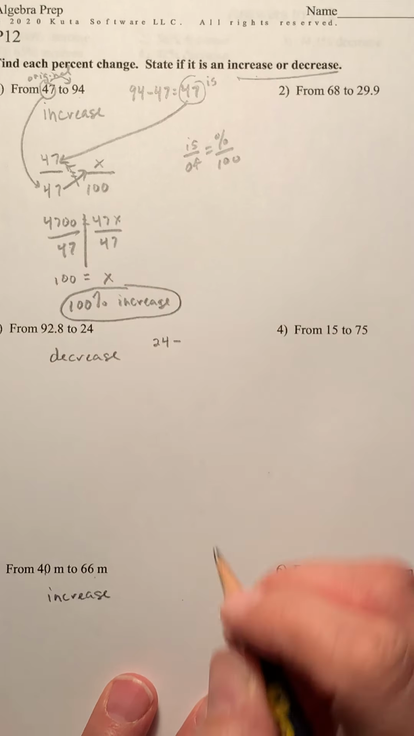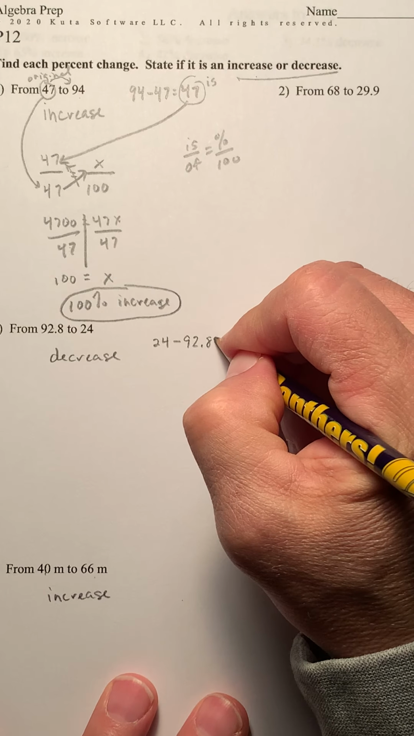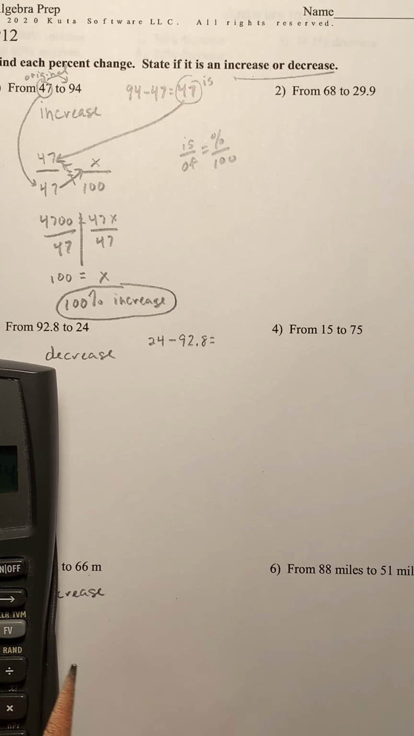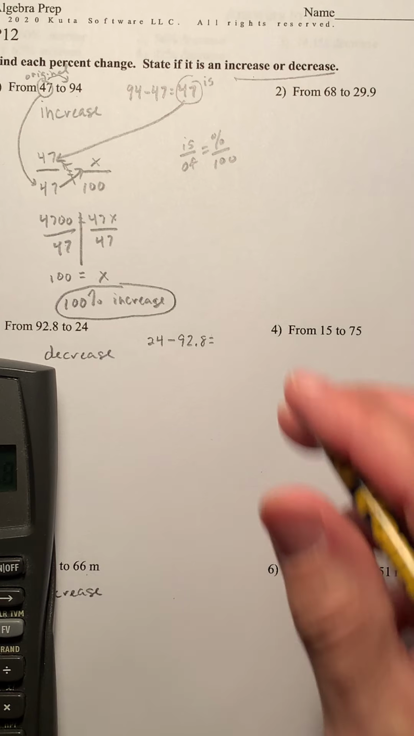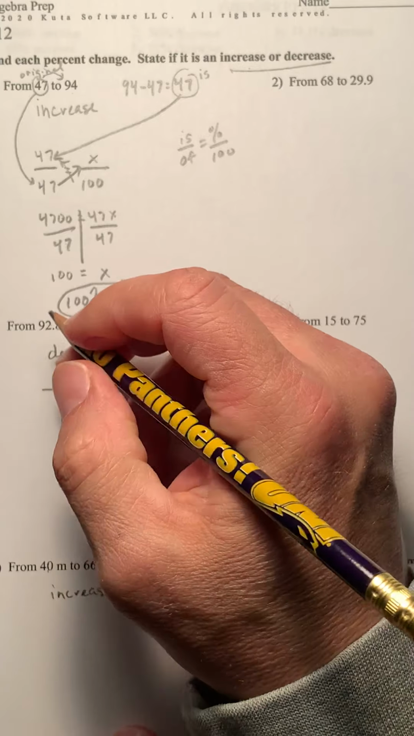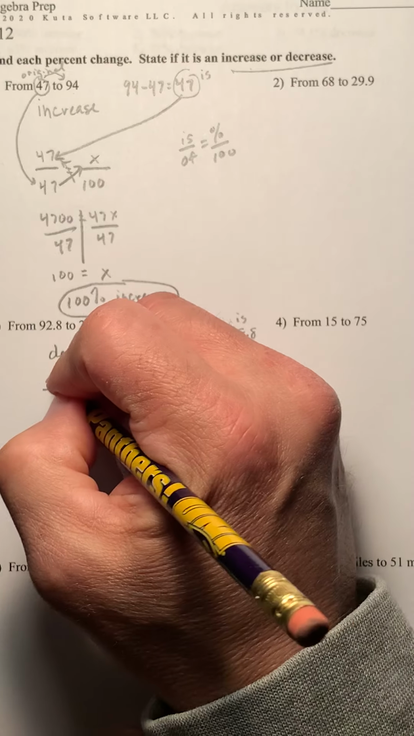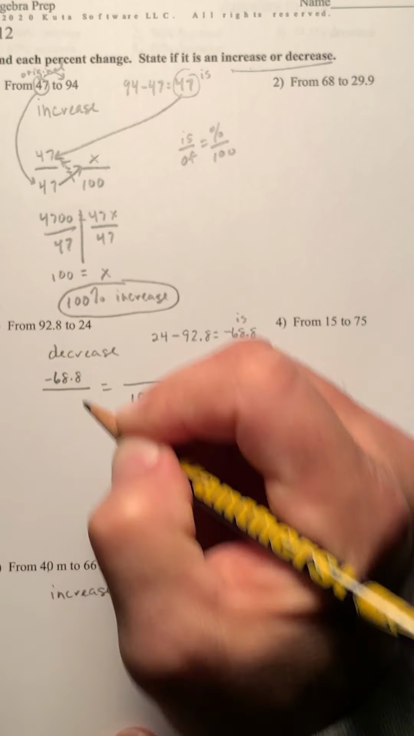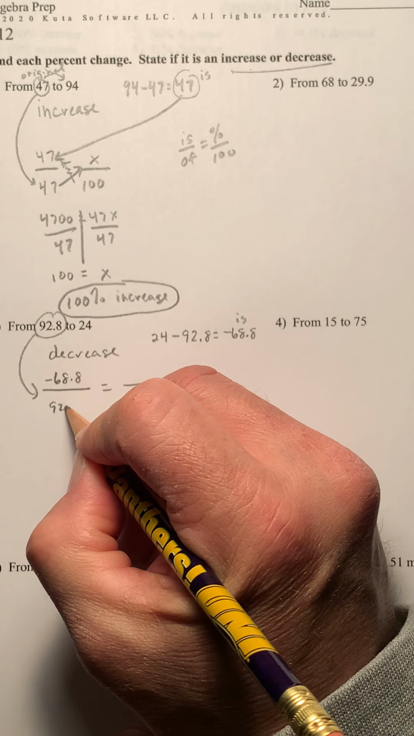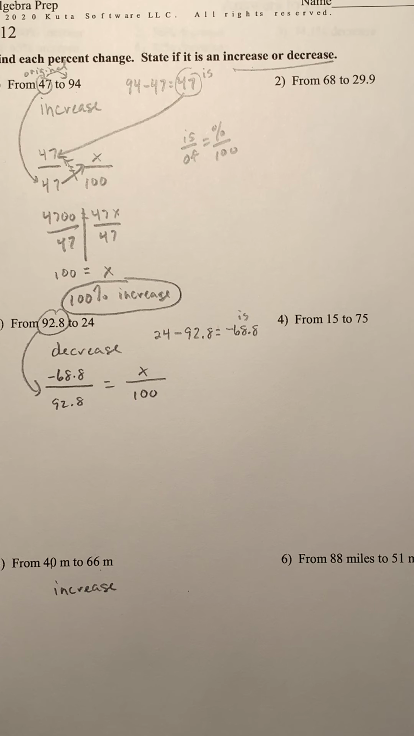All right, for number 3, we're going down. That means that when I calculate my subtraction here, I'm going to get a negative number, right? 24 minus 92.8. I get a negative 68.8. So that is my is number, negative 68.8. My of number is the original, 92.8. It's the number I started with. And I'm looking for my percent.